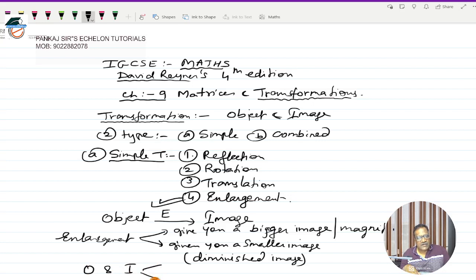Another thing that can happen is that with the enlargement, the object and the image can be on the same side or on the opposite side. Now these are the possibilities. I'm giving you all the theoretical aspects of this enlargement.